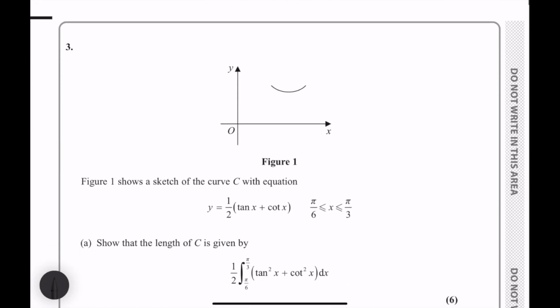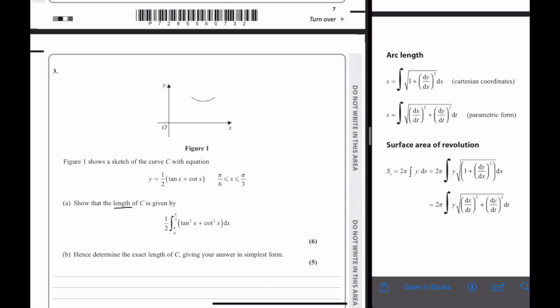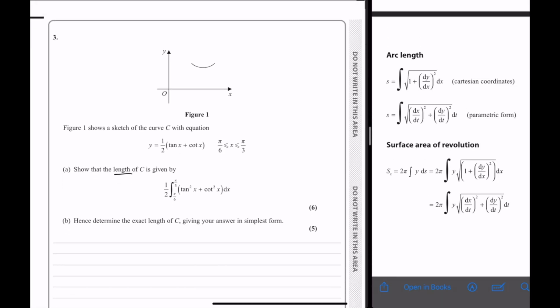Figure 1 shows a sketch of a curve C with the equation this, a very small part of the curve. Part A showed that the length of C is given by this integral here. For the length of C, we're going to need a formula from the formula booklet. This is in the FP3 section, right at the very back. It gives us S is equal to the integral of the square root of 1 plus dy by dx, all squared, dx. And of course we're running from the limits given in the question here, pi by 6 to pi by 3.